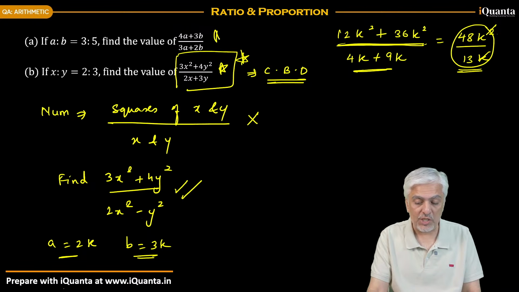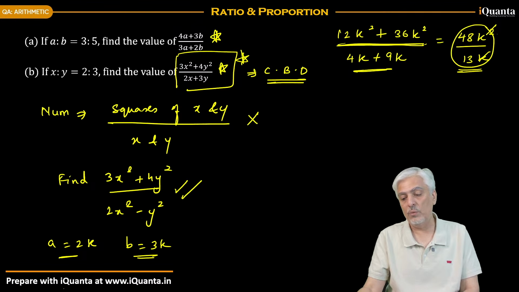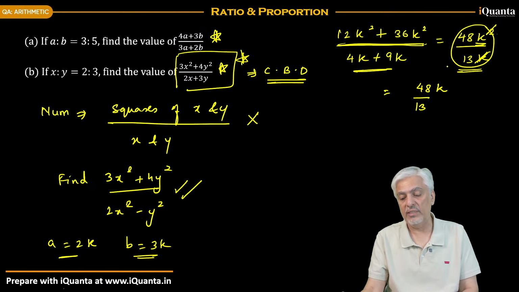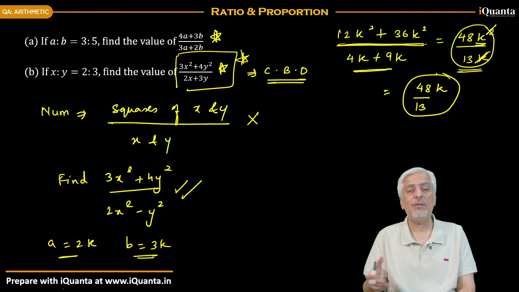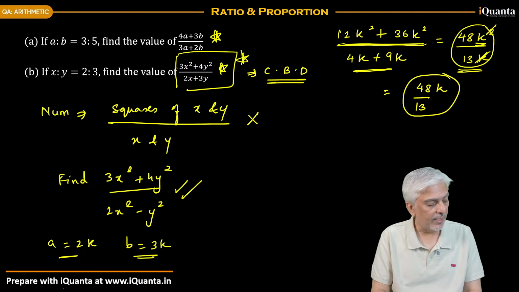While in the previous question, both the numerator and denominator gave me 1k, so k cuts out. While here, 1k cuts out, but still numerator is left with a k. And the final answer is 48k upon 13, and k is left off. And k can be any number. K doesn't have to be 1. K can be 1, k can be 2, k can be 100. And therefore the answer will keep changing. Clear, Prachi?